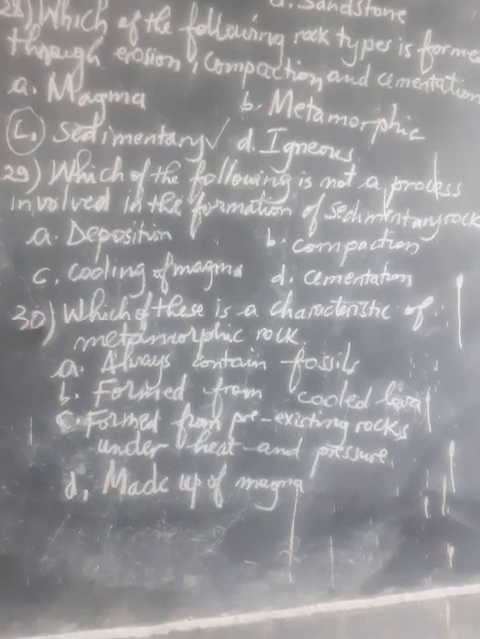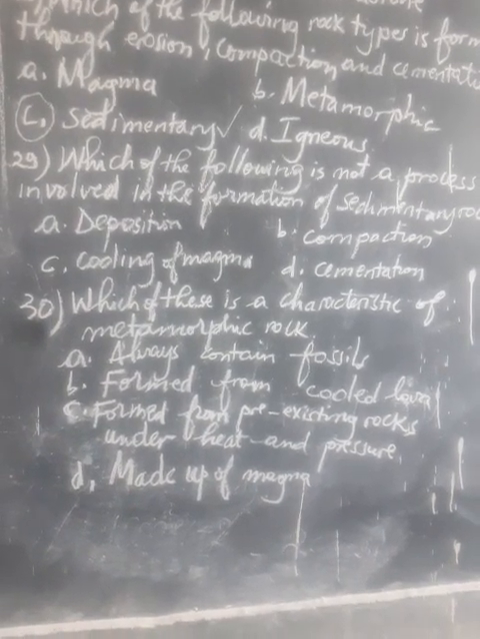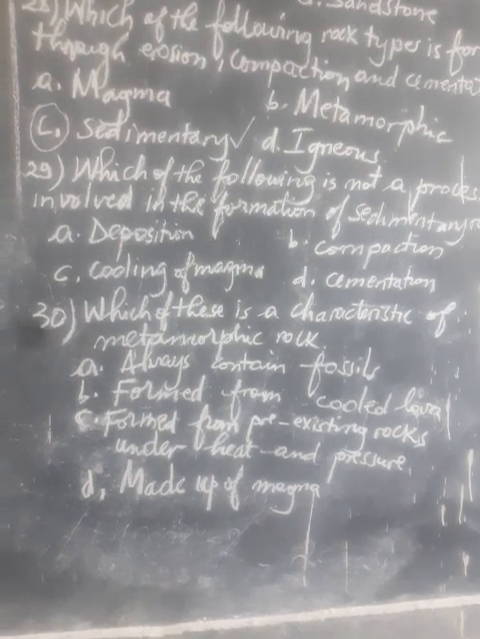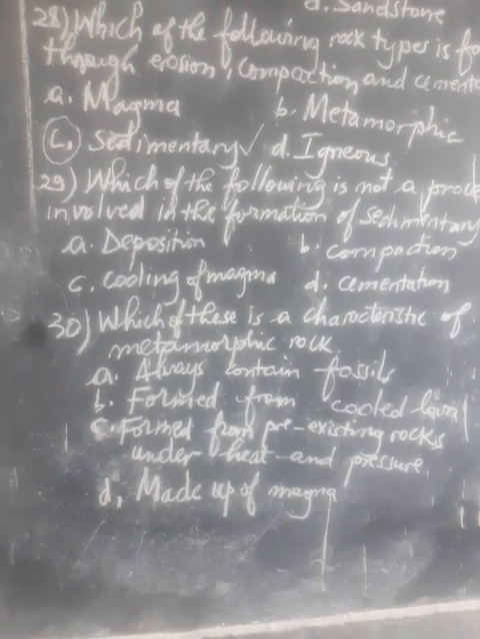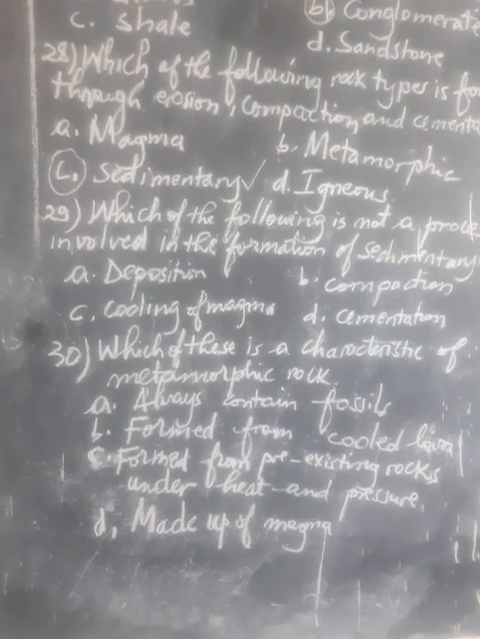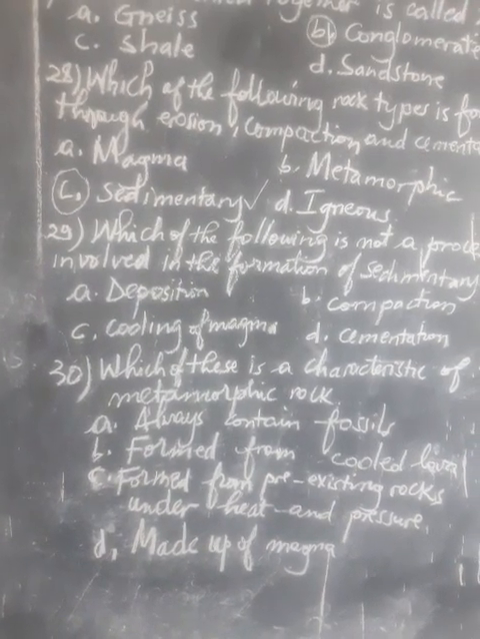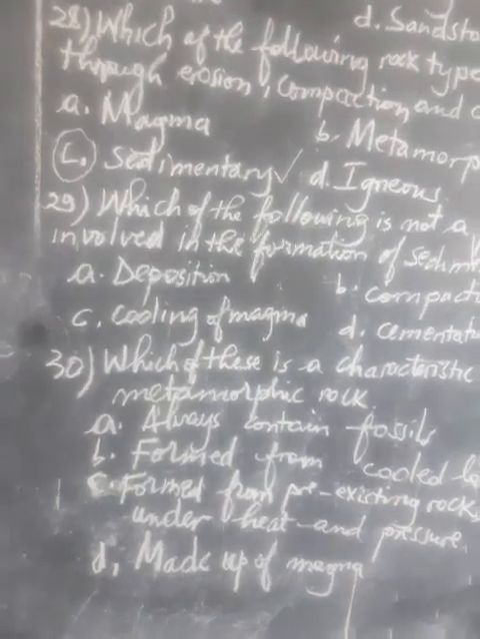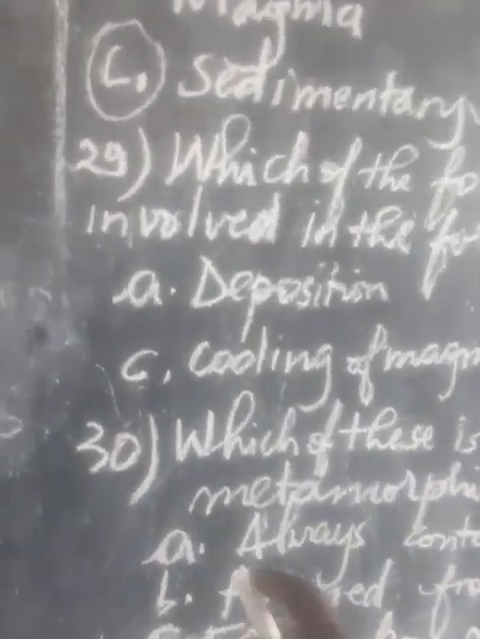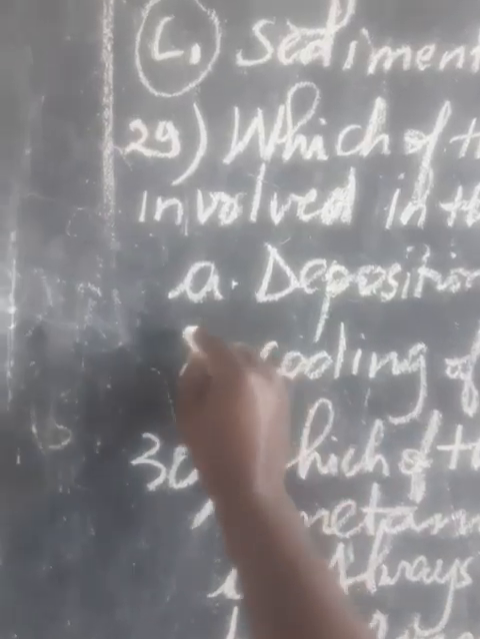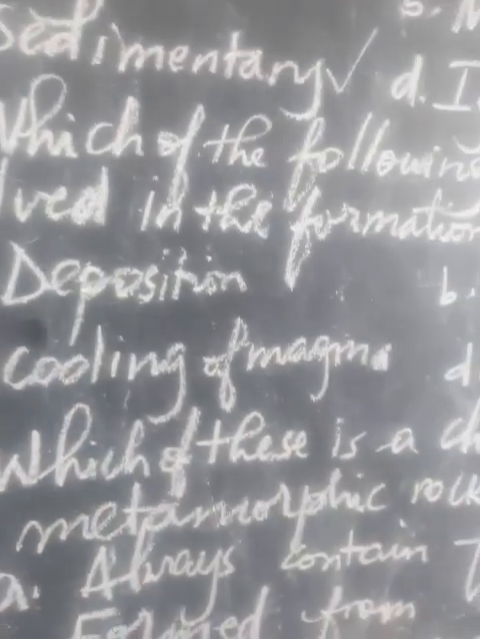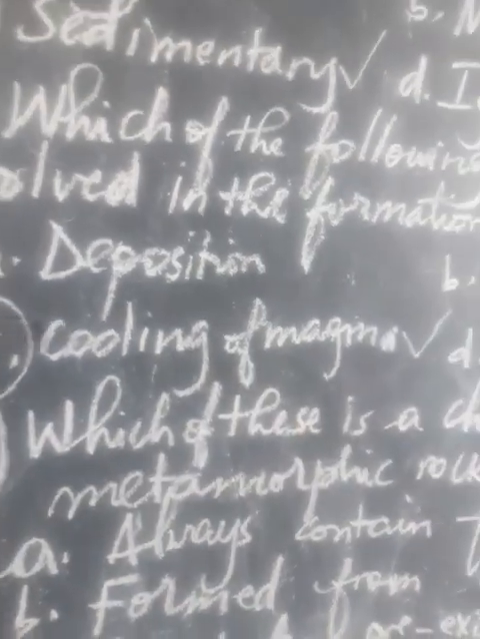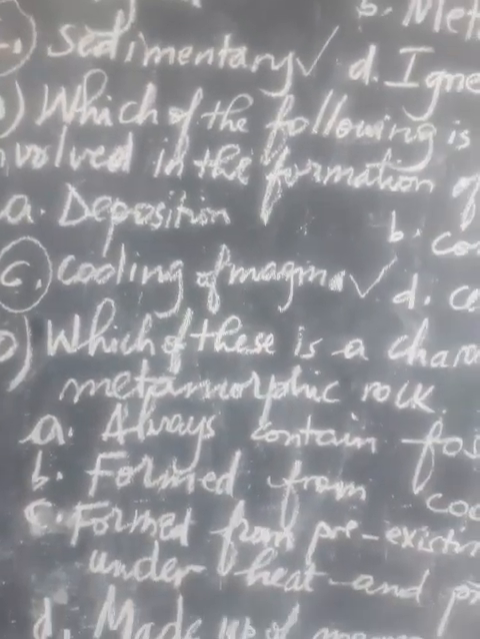Normally A, B, and D are processes of sedimentary rock, but C is not a process of sedimentary rock. This C indicates the formation of igneous rock. Therefore, the process which is not involved in the formation of sedimentary rock is cooling of magma. So the correct answer is C, cooling of magma.